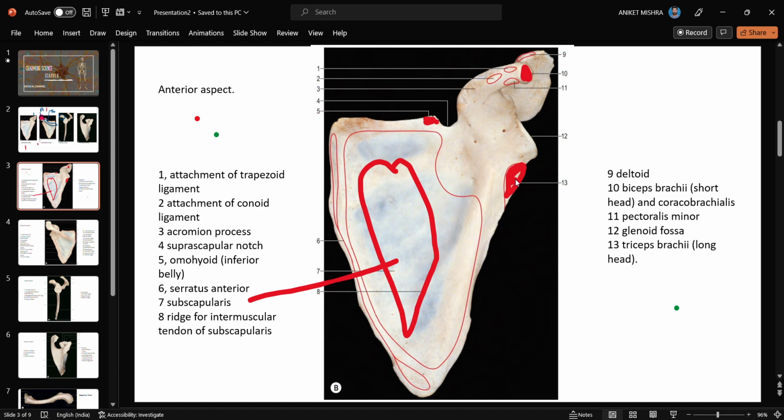Then the long head of the triceps muscle arises from the infraglenoid tubercle. So there is a landmark, the infraglenoid tubercle, from which the long head of the triceps muscle is going to originate. These are the general muscles which are originating from the costal surfaces. So when we are going to talk about which muscles are going to insert onto the costal surfaces of the scapula.